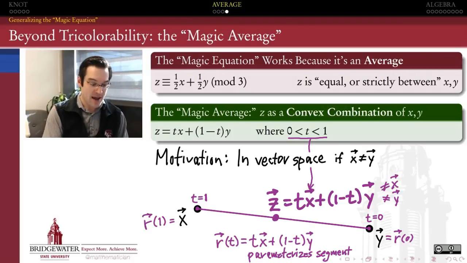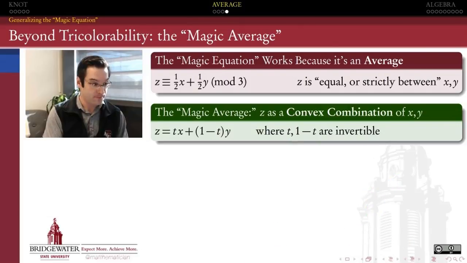But if I did happen to have x be the same as y, then we can see pretty quickly that x, y, and z are all the same. So how do we extract that out, that notion of convex combination?